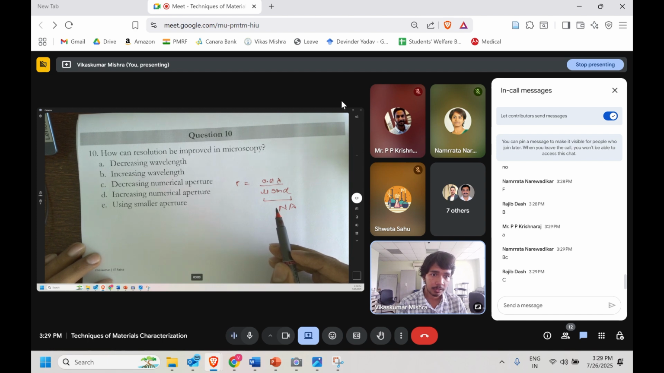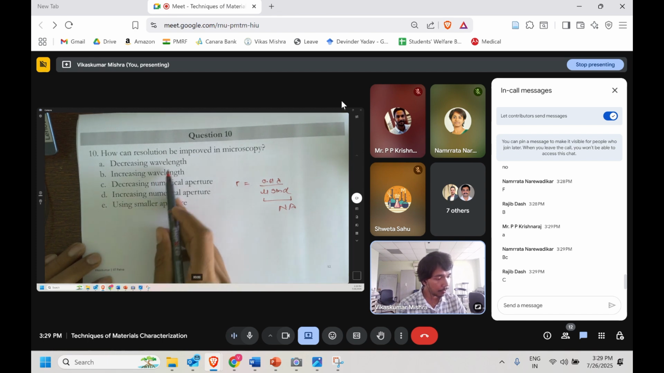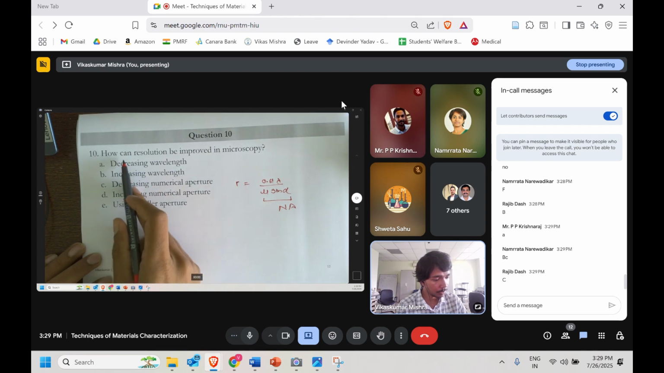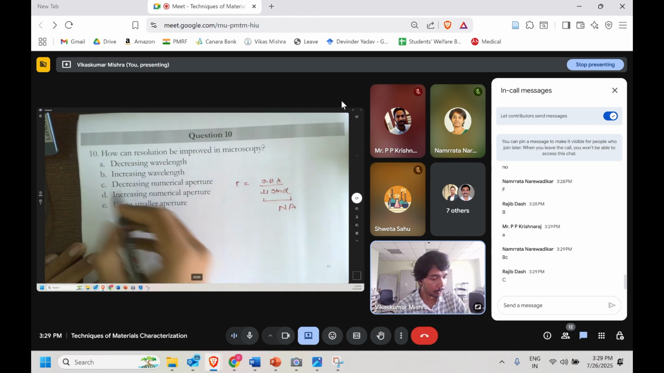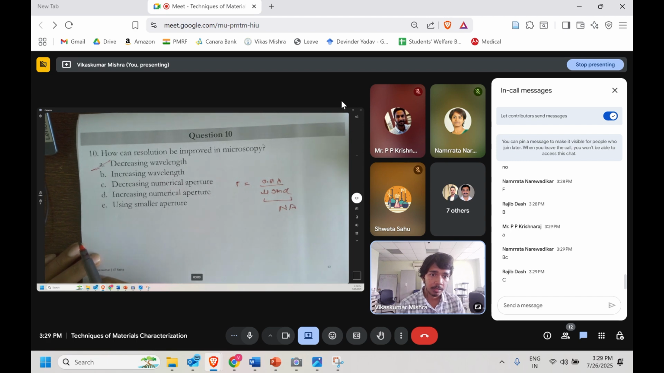Krishnaraj is telling that it's option A. Decreasing the wavelength will improve the microscope. The resolution can be improved. That's right. Namrata is telling B.